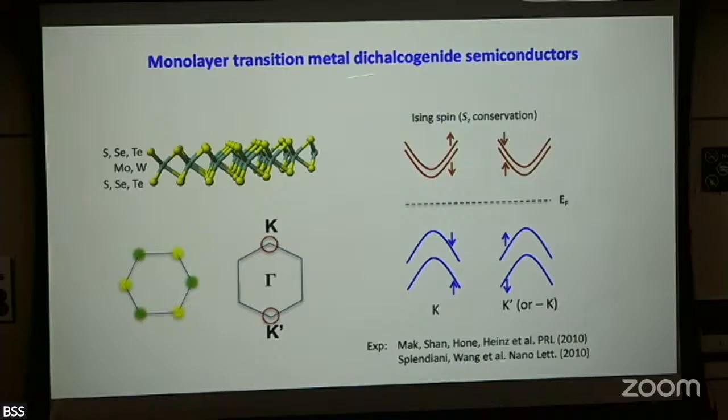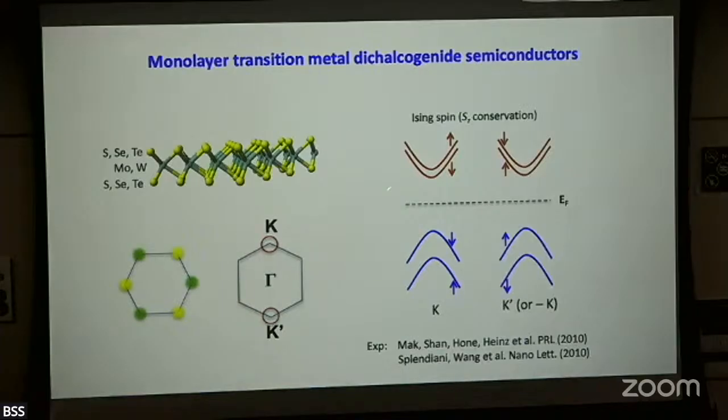So the electronic band structure in the monolayer limit just behaves like what you would imagine, because this is like graphene, right? But now you break the AB sublattice symmetry, so you'll get a gapped graphene. So here it looks like gapped graphene. There's a large gap, on the order of 1 to 2 electron volts, depending on which compound you choose.